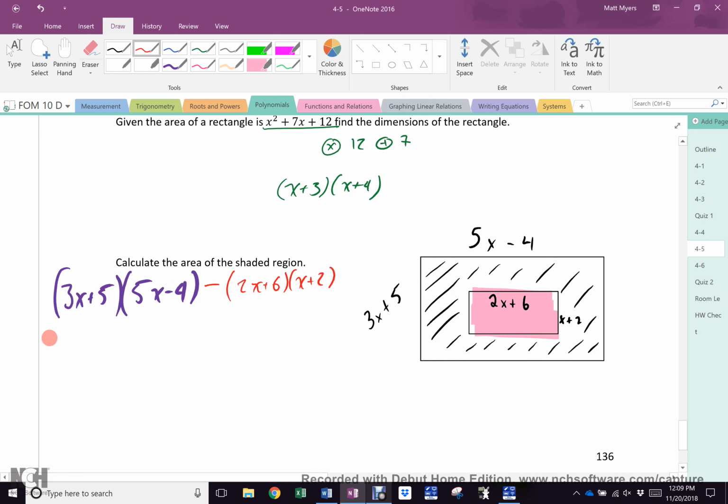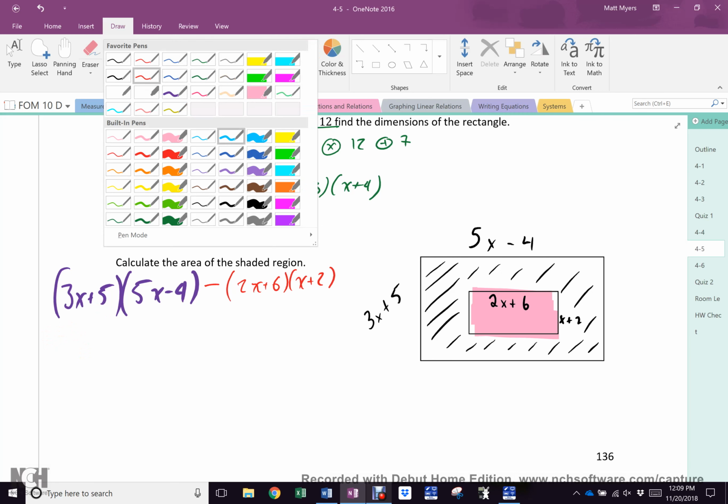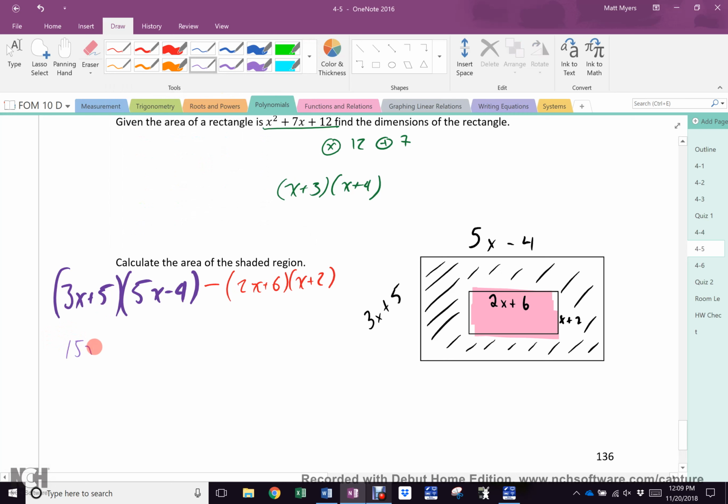So 3 and 5, 15x. Oh, wait, I gotta change color, back to purple. 15x squared and then negative 12. I'm not done here yet. Now 5 times 5 is 25x, and then negative 15x squared. 25 minus 12.